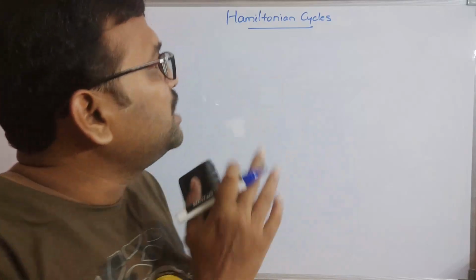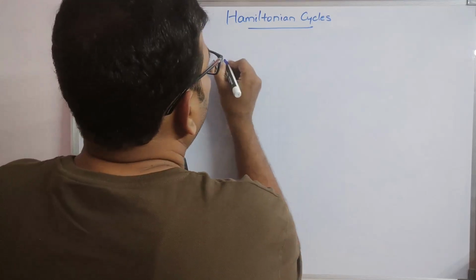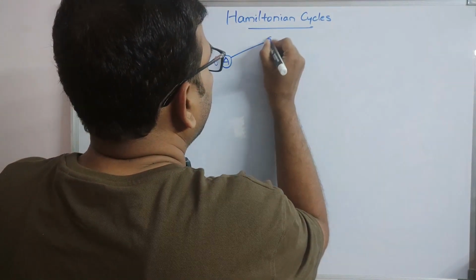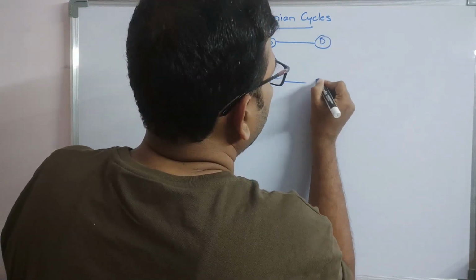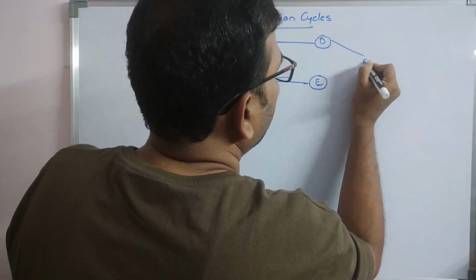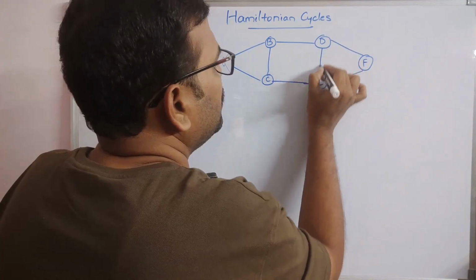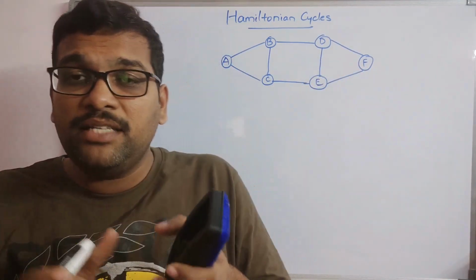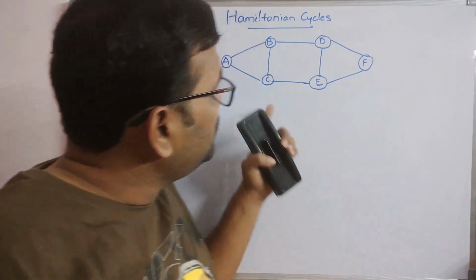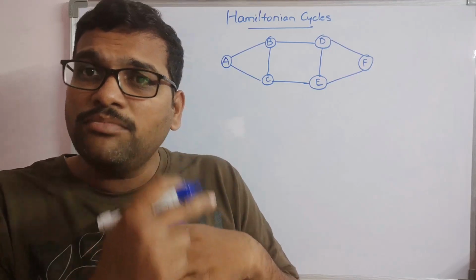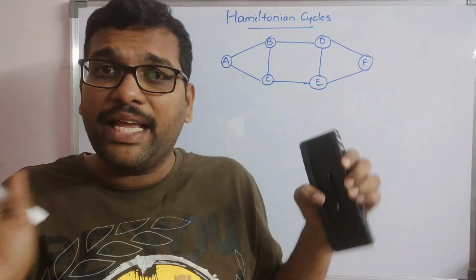Now coming to Hamiltonian cycles, let us consider a graph. This graph means a combination of vertices and edges. This is a graph, and this graph forms a cycle, and this graph will have a lot of cycles.